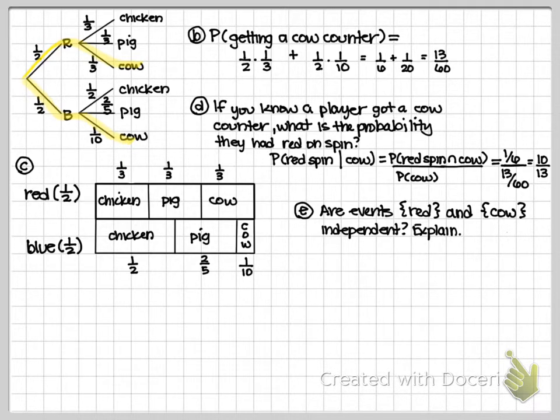Okay, so we're trying to figure out the probability of a red spin, knowing that they got a cow. So the cow part's going to go on the bottom. Well, the probability of getting a cow counter, we did in part B. So we can just use the 13/60 from part B above. And then probability of red spin and cow. All right, so looking back at the tree diagram, red spin and cow. That was the 1/2 times the 1/3. That's where my 1/6 came from.